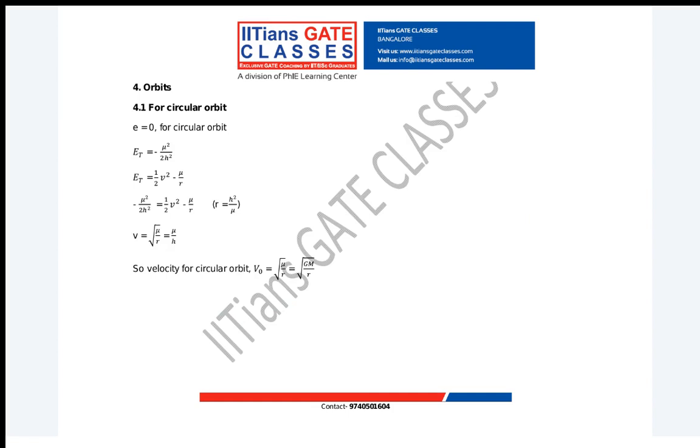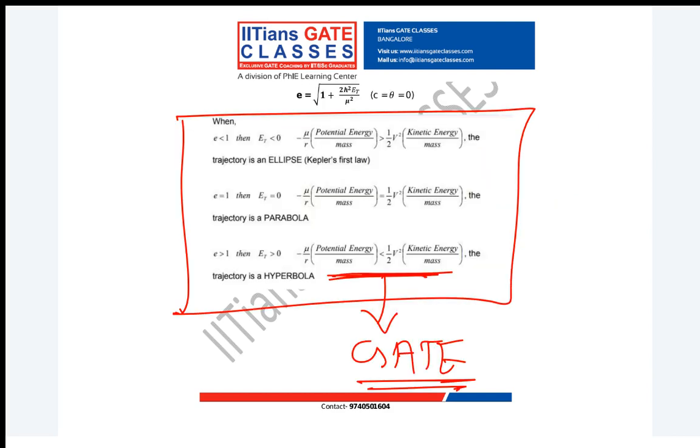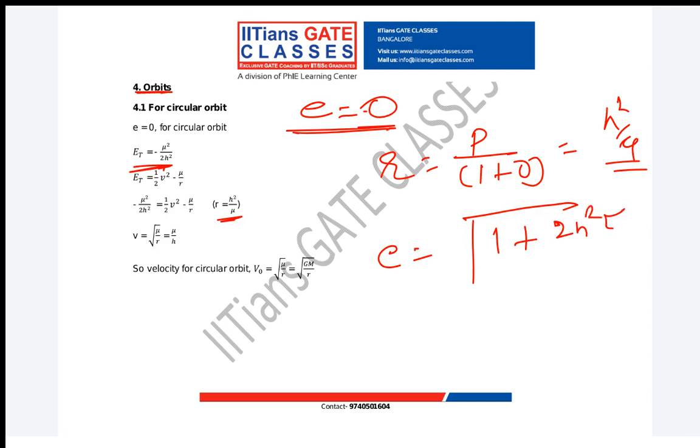So we start now with orbits. First we start with the circular orbit. In the case of a circular orbit, what is the E value? 0. So the equation will be P by 1 plus 0. P is H square by mu, so R is H square by mu. And if you write from that formula, guys, what is the E formula? It is 1 plus 2H square ET upon mu square.